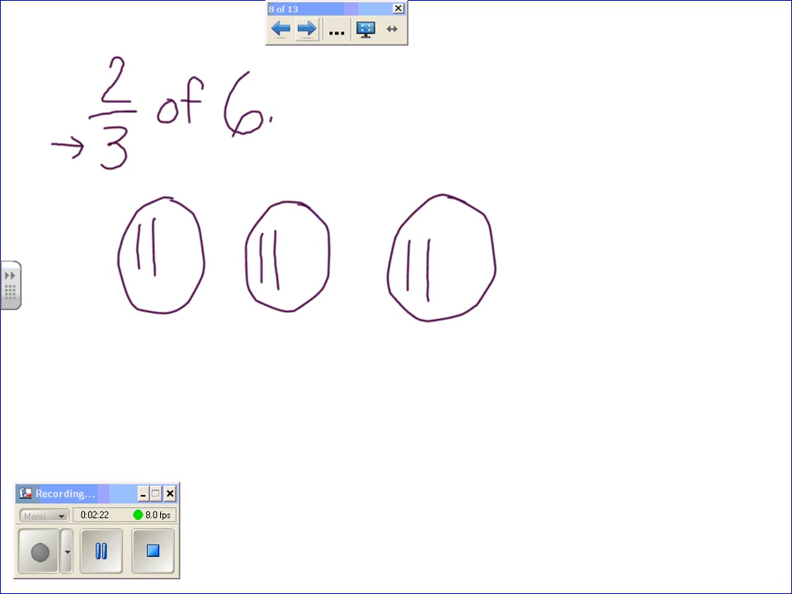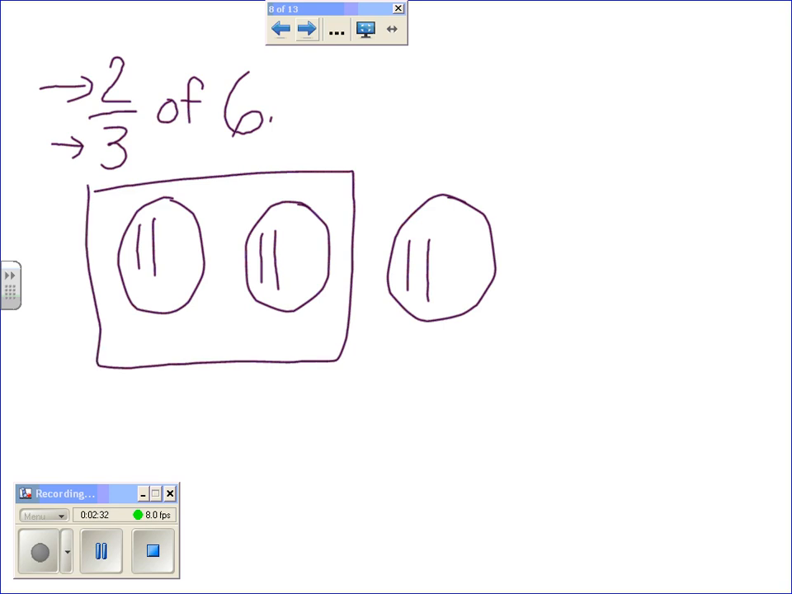I take a look at my numerator, and it wants 2 out of the 3. I would count up my tallies. 1, 2, 3, 4. I would need 4 eggs for the recipe. 2/3 of 6 equals 4. Here's one more way of looking at that.